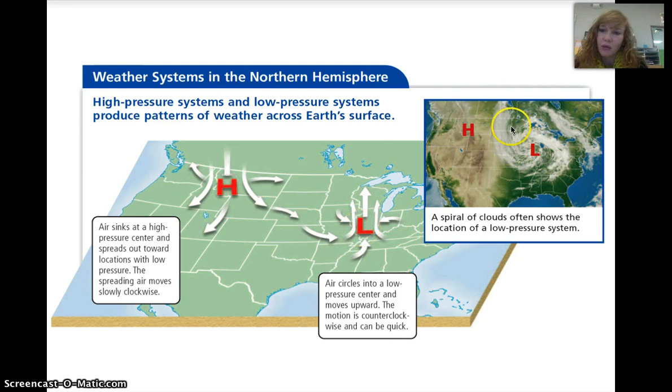So here's a weather map, so you can see this actually has the clouds on it. This area out here, they don't have any clouds on the map because it's high pressure, so the air is pressing down. This area here is low pressure, so you can see that band of clouds spiraling in that low pressure system.